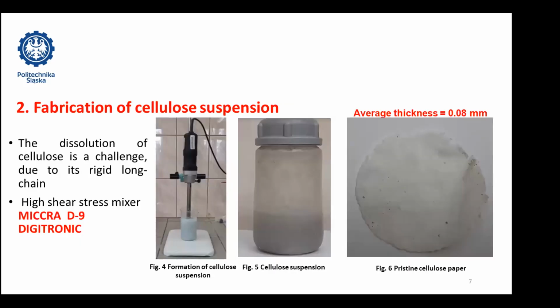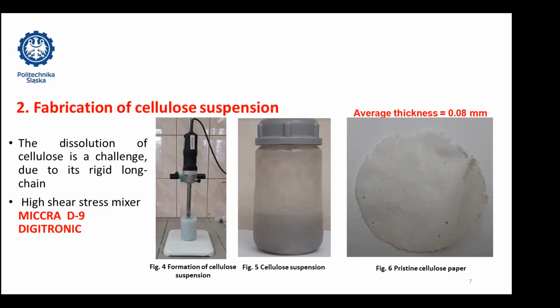Now, the second step was to fabricate the cellulose suspension. As we know, cellulose is a long chain polymer with glucose molecules attached to it, and the dissolution of this cellulose in deionized water is a bit challenging due to the presence of these long chain polymers. For that purpose, we used a high shear stir mixer.